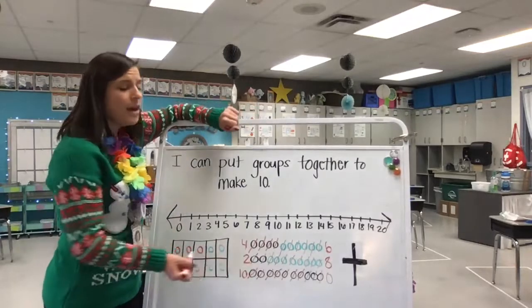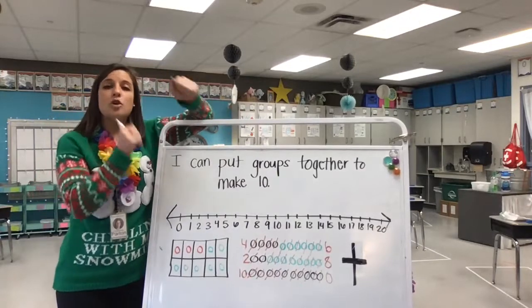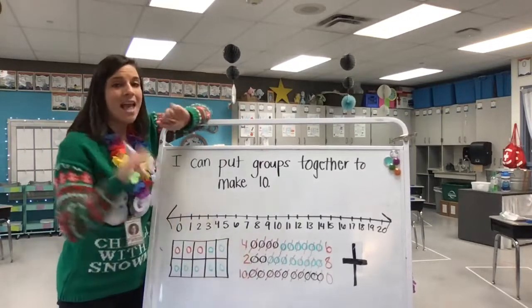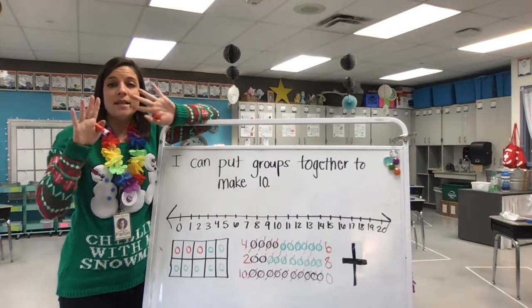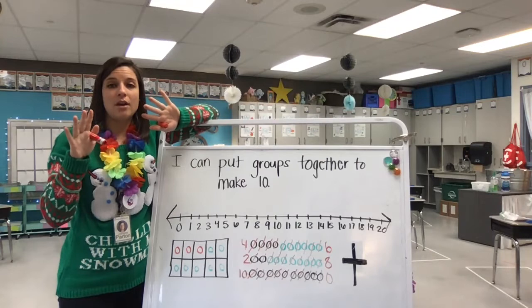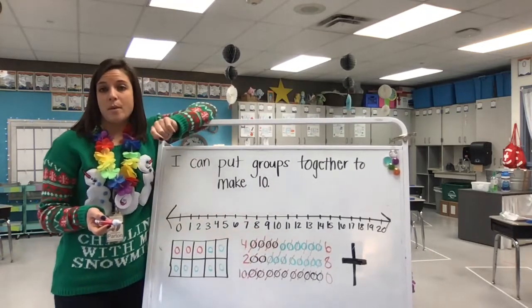So another way to make 10 is by having a group of 10 and a group of 0. So I may have 10 gingerbread cookies, but 0 candy canes, and still have 10 treats all together, even though they're just 10 gingerbread men.